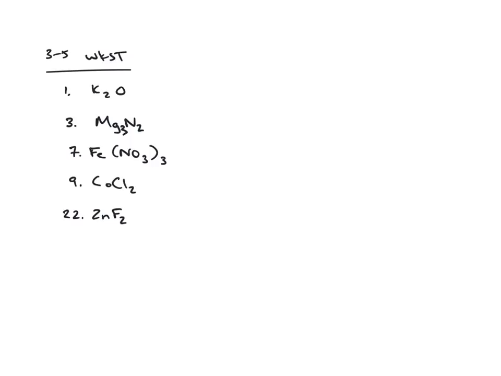A few off of your worksheet for practice. K2O. All right, name the metal first, the cation first. That is potassium. Okay, and then name the anion next. Well, that's oxygen. It's a monatomic ion, so it's oxygen. Change the suffix to "ide." That is potassium oxide. Okay, this one here, name of the metal is magnesium.